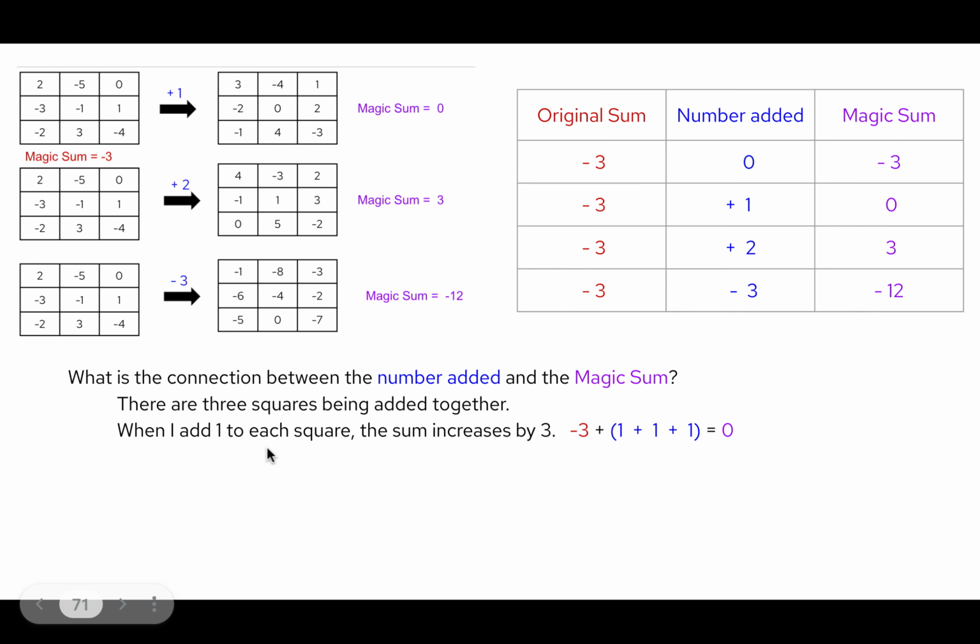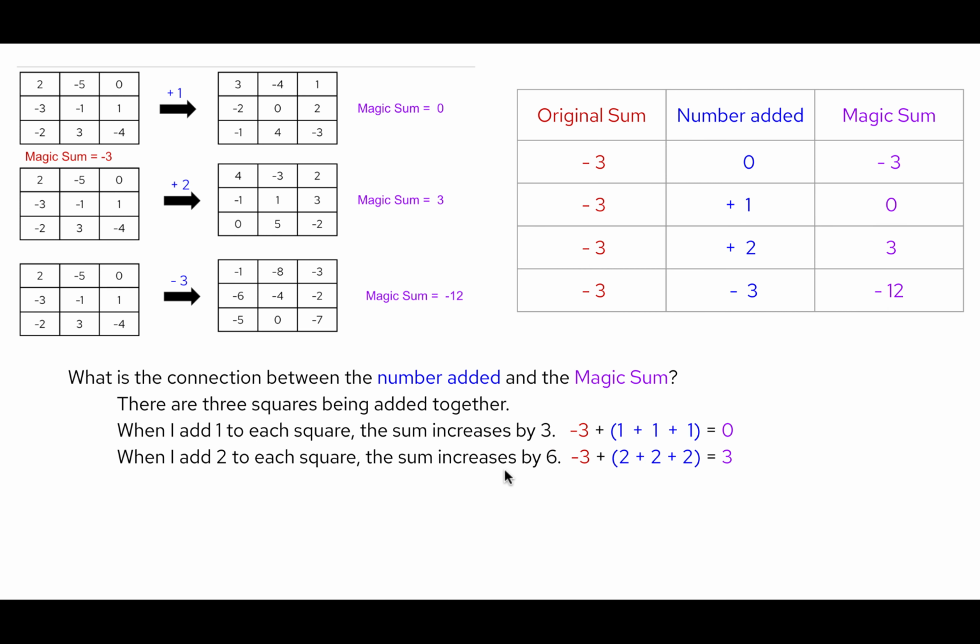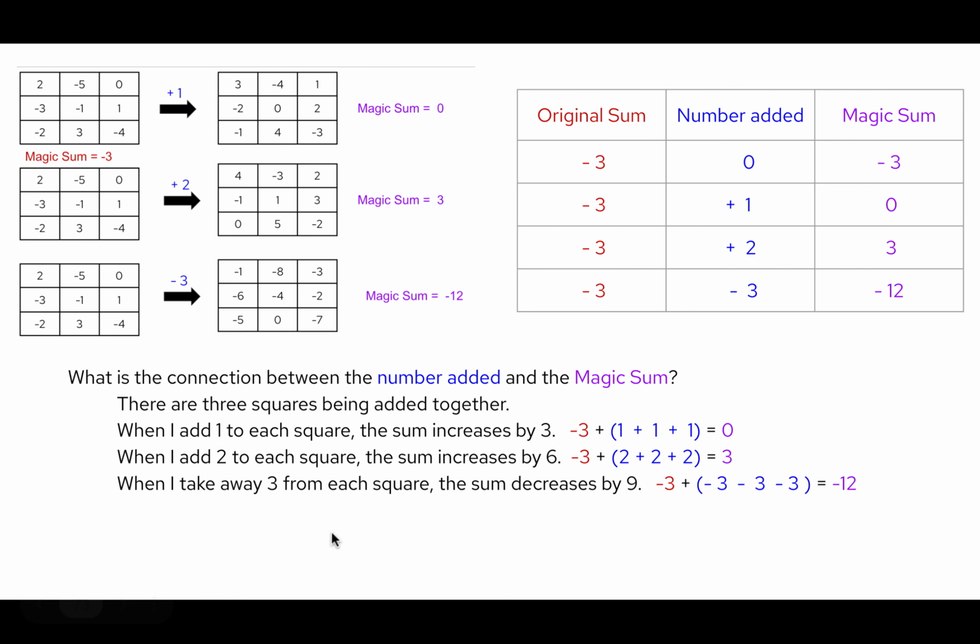I also noticed that when I added 1 to each square, in this one right here, the sum increased by 3. So for example, I started with my magic sum as -3, and then I had to add 1 to each one of the 3 squares, and then I got a magic sum of 0. When I added 2 to each square, the sum increased by 6, because I had to add 2 to each square. So 2 plus 2 plus 2, which is 6, and that gave me a magic sum of 3.